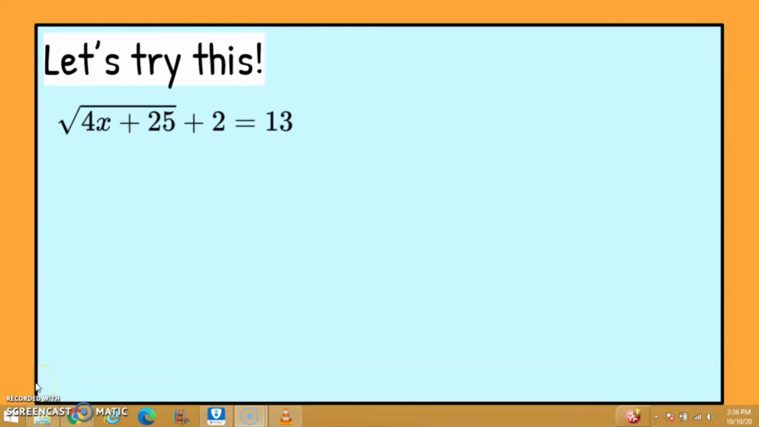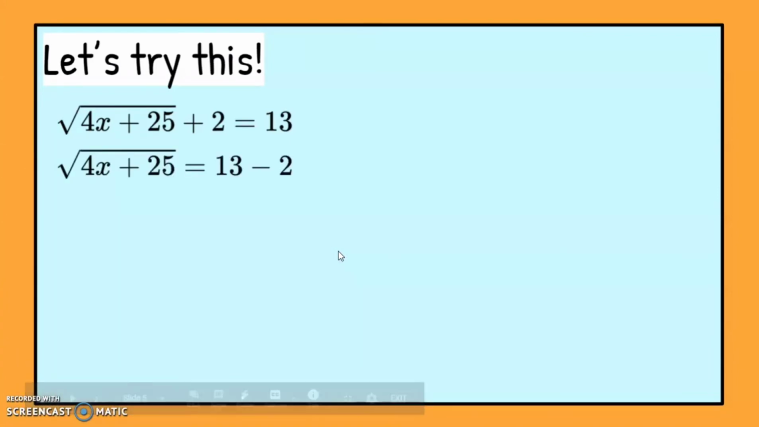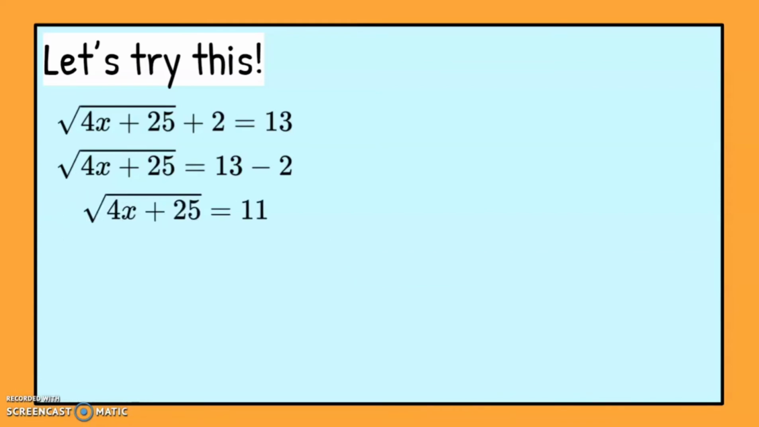Let's try the last example. We have square root of 4x plus 25 plus 2 equals 13. Again, we have to isolate the radical expression by transposing positive 2 to the other side of the equation. So we have square root of 4x plus 25 equals 13 minus 2. 13 minus 2 equals 11. Next step is to square both sides. So we have quantity square root of 4x plus 25 squared equals 11 squared.